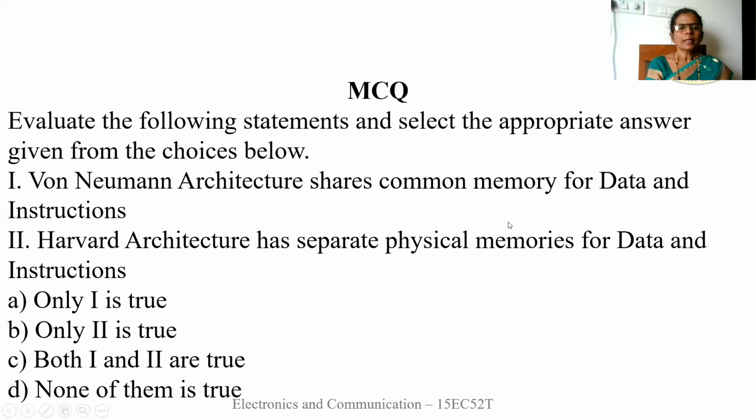So von Neumann architecture shares common memory for data and instruction. Harvard architecture has separate physical memory for data and instruction. So option is only one is true. First choice is true. Yes, it is true.